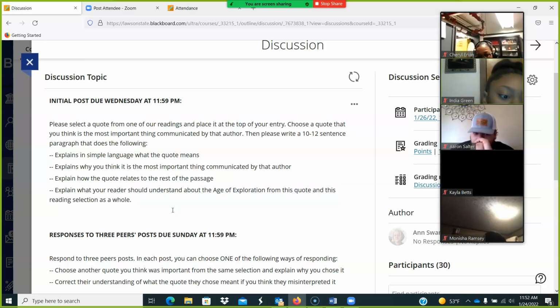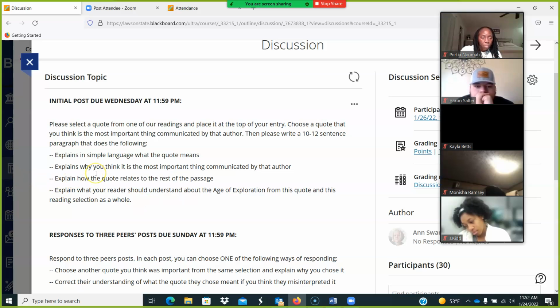Okay, great. So there are some specific requirements for that paragraph. It's a 10 to 12 sentence paragraph. Take the quote and put it at the top of your entry. Choose a quote that you think is the most interesting thing communicated by that author, and then explain in simple language what the quote means, why you think it's the most important thing communicated by that author, explain how the quote relates to the rest of the passage that we read, and explain what your reader should understand about the explorers and this age of exploration from the quote and from the passage as a whole. So that's not 4 sentences, 1 for each job. It's a few sentences for each job, and that ought to get you there. Okay.